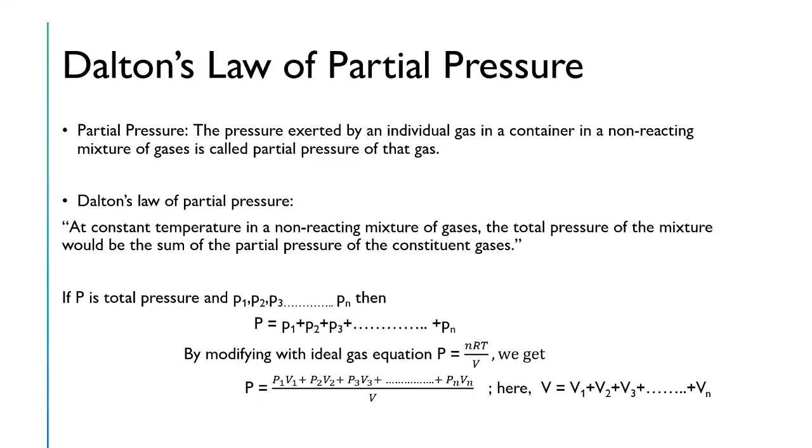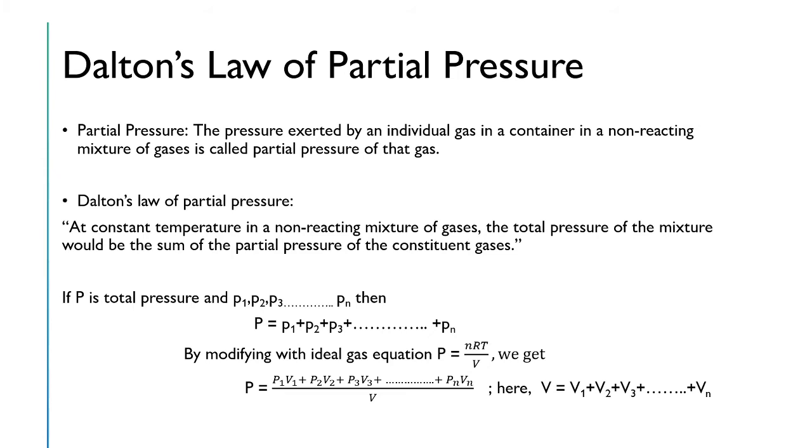Next here is Dalton's law of partial pressure. Partial pressure is the pressure exerted by an individual gas in a container in a non-reacting mixture of gases. It will be the partial pressure of that specific gas. So first of all, the mixture will be non-reacting, that is the gases will not react with each other in that container. Then we can assume that every gas is exerting a pressure on the wall of the container. This is called partial pressure.